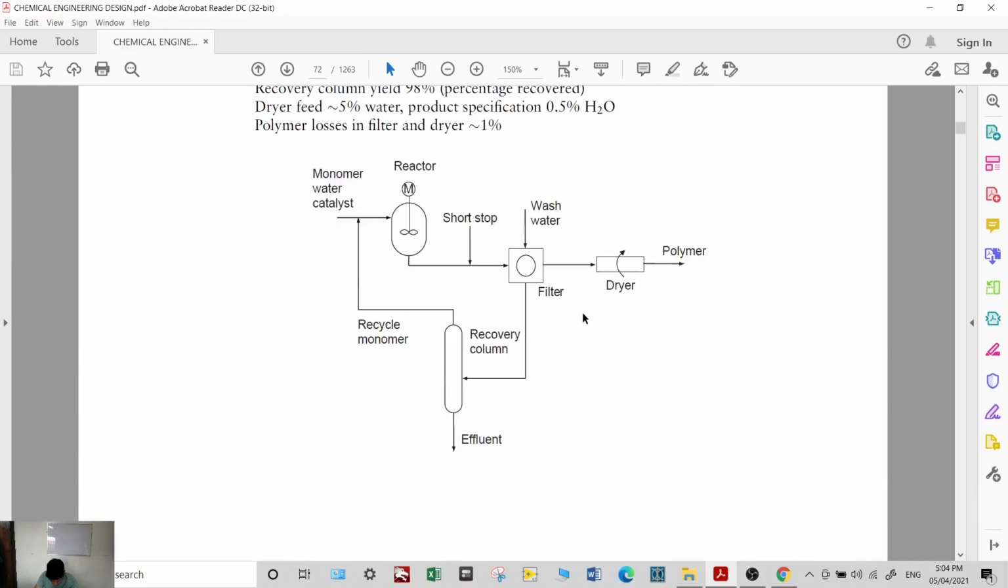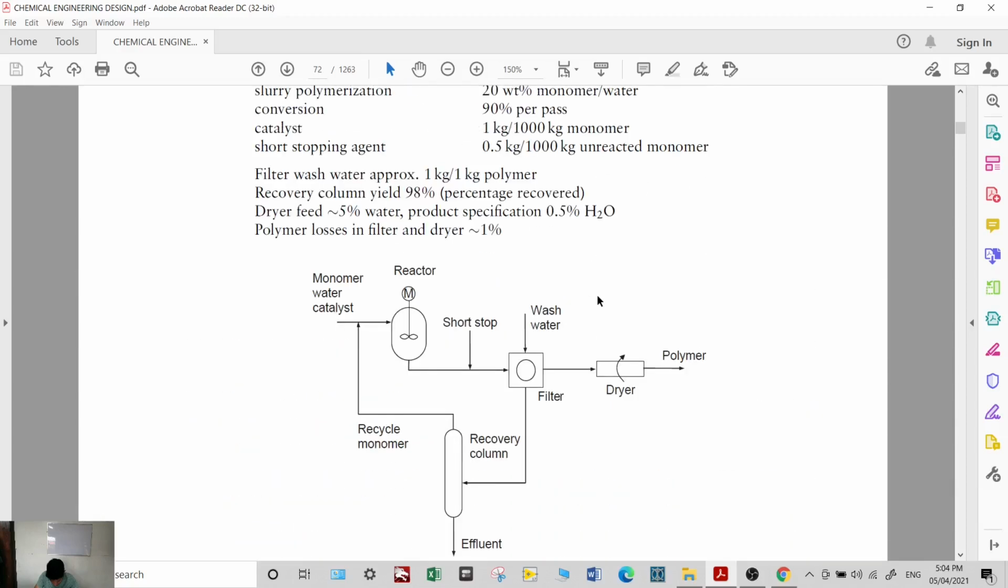Okay. So what parameters do we need to find? We need to get the mass flow rate of monomer, water, catalyst, short stopping agent, feed water here, and recycle monomer. Okay? So we will find these mass flow rates. The objective of the material balance is to be able to determine the mass flow rate of every material flowing in your process.